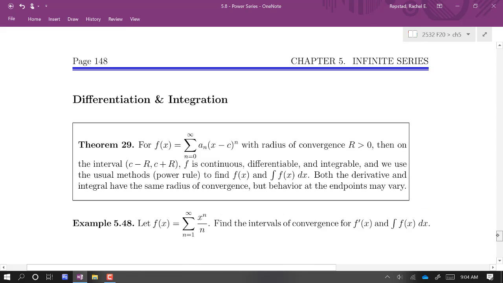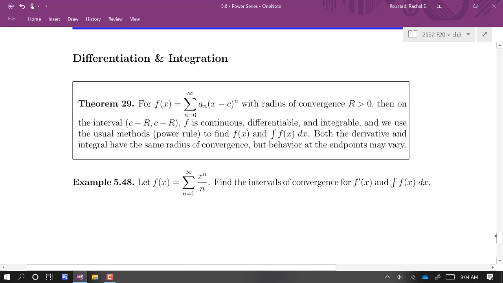Okay. So we're going to finish up this section talking a little bit about differentiation and integration. So let's say we have a power series and we have some radius of convergence that's bigger than 0. Then if that radius of convergence is r, we get convergence for sure on the open interval c minus r to c plus r, right? So you take your center plus or minus your radius of convergence.